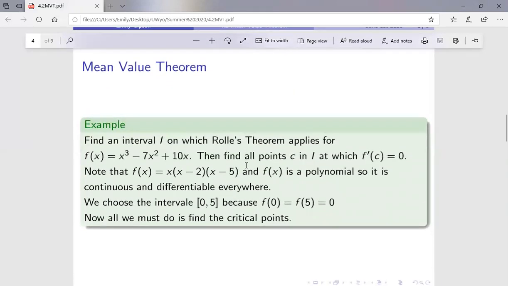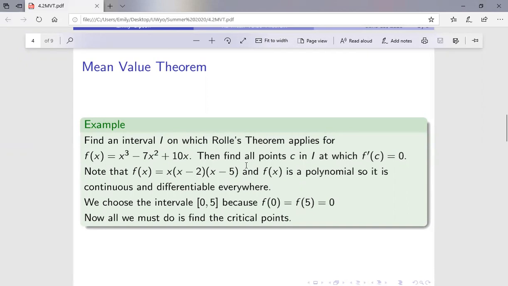So I want you to note that when we factor f of x, we're left with x times x minus 2 times x minus 5. And f of x is a polynomial, so it's continuous and differentiable everywhere. And why are we asking these questions about continuity and differentiability? Well, Rolle's theorem requires continuity and differentiability on our interval. So if we don't have that, then we can't use Rolle's theorem.